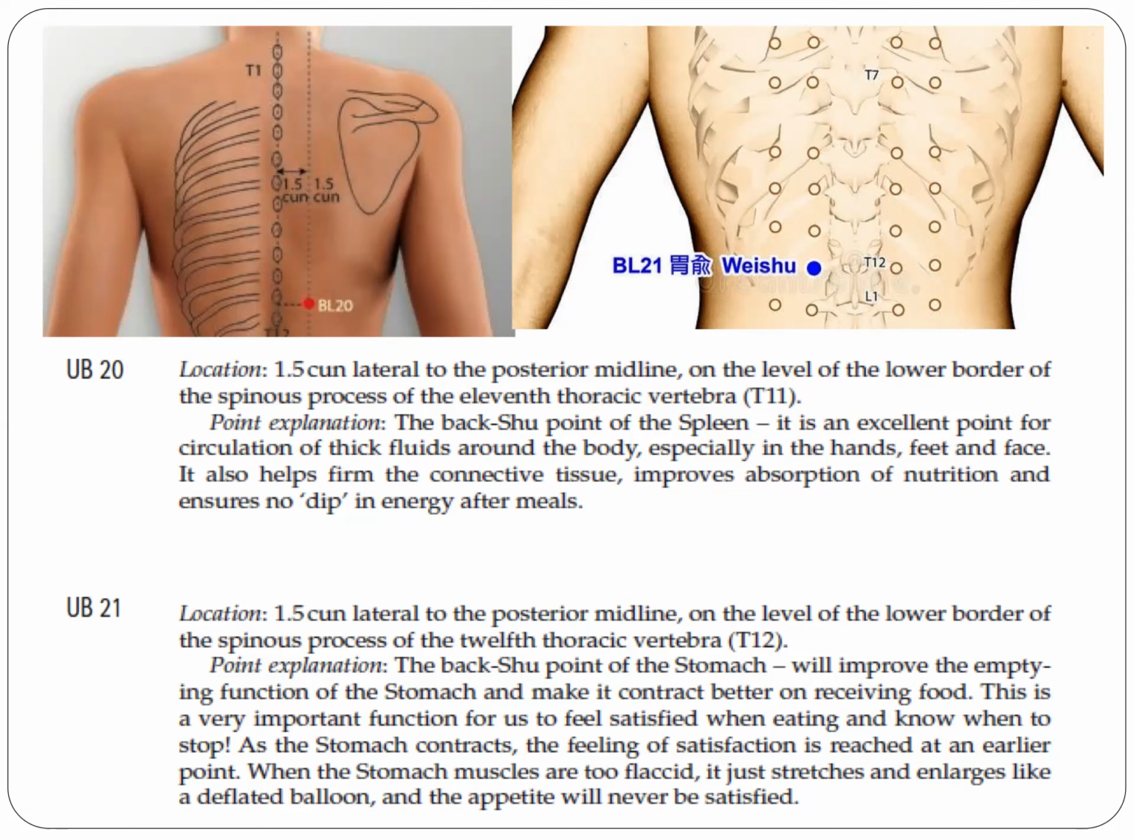This is a very important function for us to feel satisfied when eating and know when to stop. As the stomach contracts, the feeling of satisfaction is reached at an earlier point. When the stomach muscles are too flaccid, it just stretches and enlarges like a deflated balloon, and the appetite will never be satisfied.